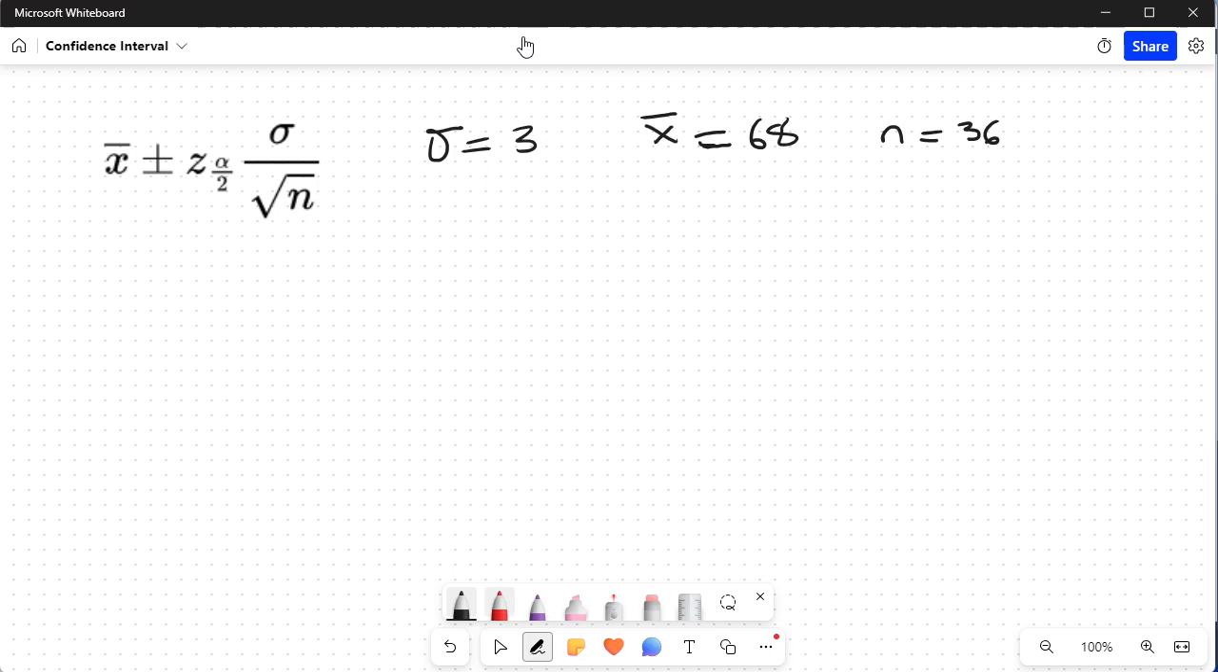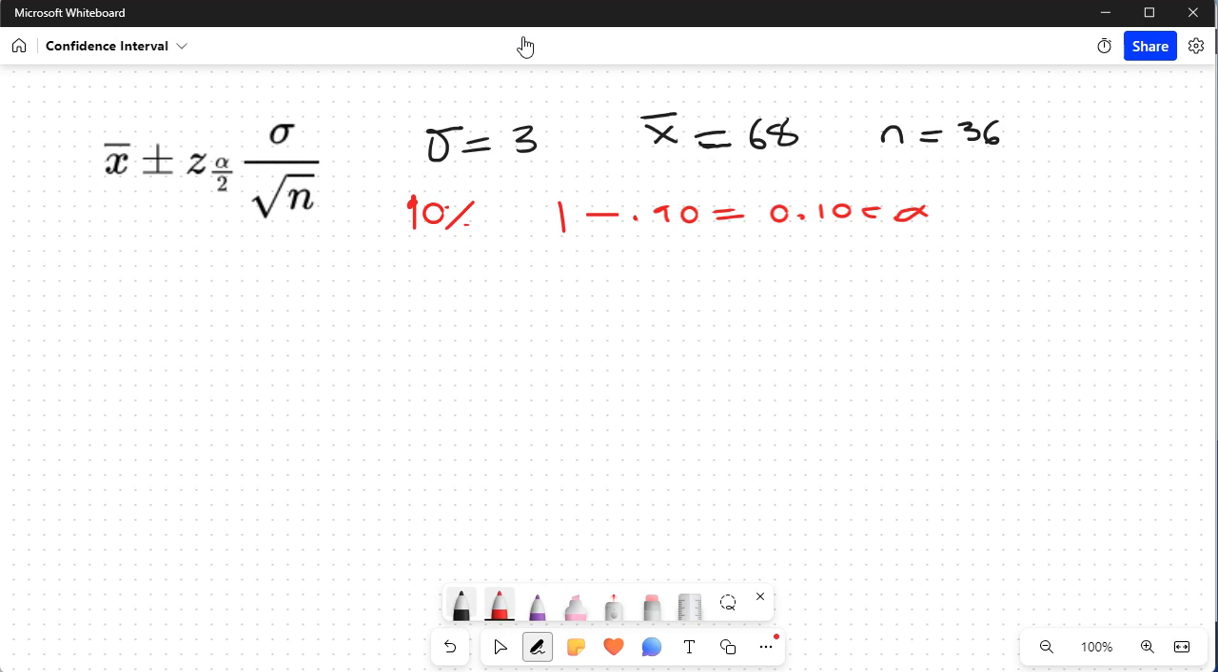So let's say that we wanted a 90% confidence for our confidence interval. In this case, what is alpha? Well, alpha is going to be determined by taking 1 minus 0.9, which is equal to 0.10. So this is our value for alpha.